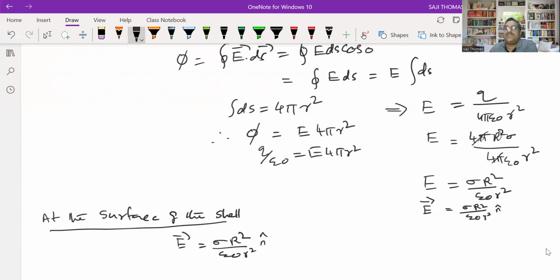When you consider a point at the surface of the spherical shell, small r becomes equal to capital R, right? At the surface, you consider the Gaussian surface as the surface of the spherical shell. So the radius of the Gaussian shell is same as the radius of the shell, right? So we can write r equals capital R. So what will be the electric field? E equals sigma by epsilon 0. Capital R square and small r square cancel. You will get n hat.